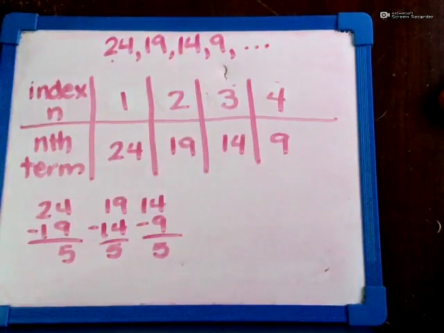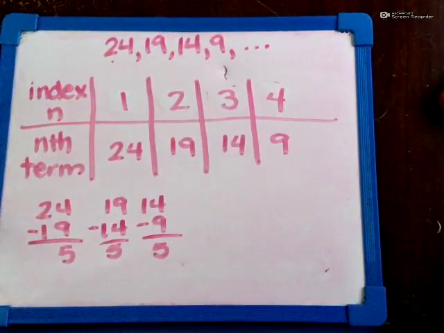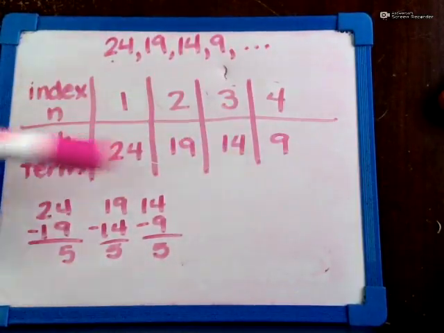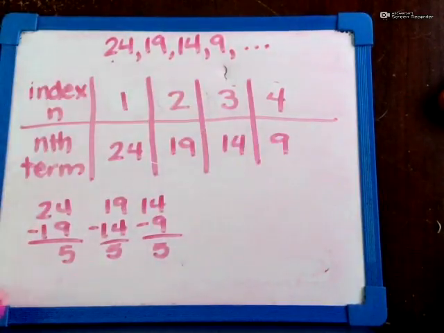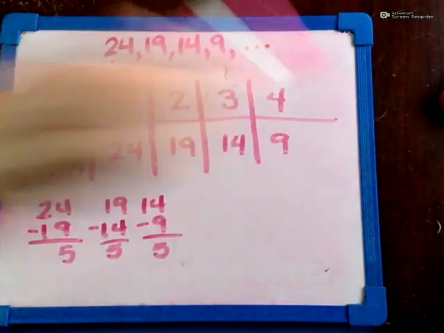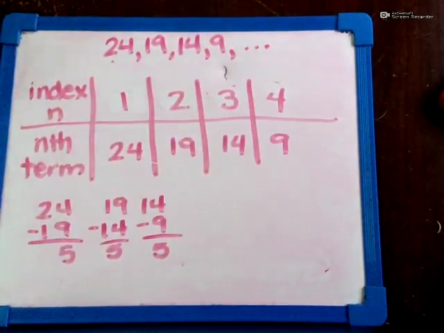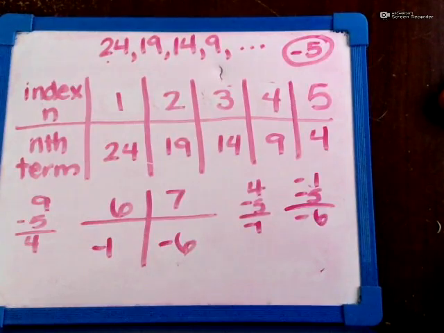The first thing I did was make a table, and then I did addition and subtraction to figure out the difference between adjacent terms. So 24 minus 19 is 5, 19 minus 14 is 5, 14 minus 9 is 5. So our constant is negative 5. I don't need this table, but we're going to continue it because I'm very, very left-brained and I like things nice and organized. And here is the rest of it.